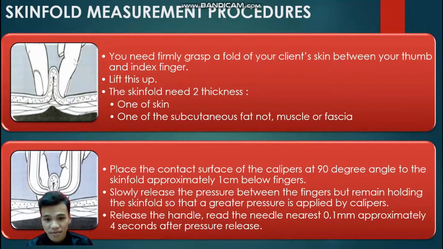Place the contact surface of the caliper at 90 degree angles to the skin fold, approximately 1 cm below the fingers. Slowly release the pressure between the fingers, but remain holding the skin fold so that the greater pressure is applied by the caliper. Release the handles. Read the dial to the nearest 0.1 mm, approximately 4 seconds after pressure release.